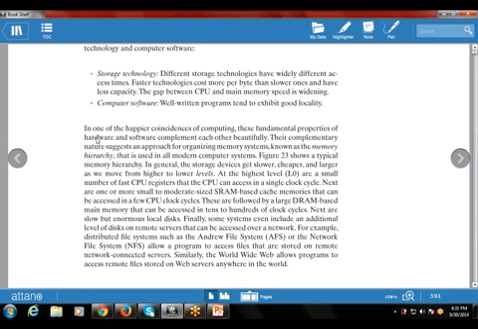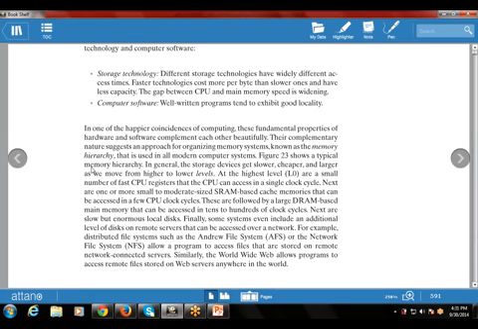Now, in one of the happier coincidences of computing, these fundamental properties of hardware and software complement each other beautifully. Their complementary nature suggests an approach for organizing the memory system, that is, arranging the memory system as a memory hierarchy that is used in all computer systems. That is, we are using the memory hierarchy for organizing the memories.